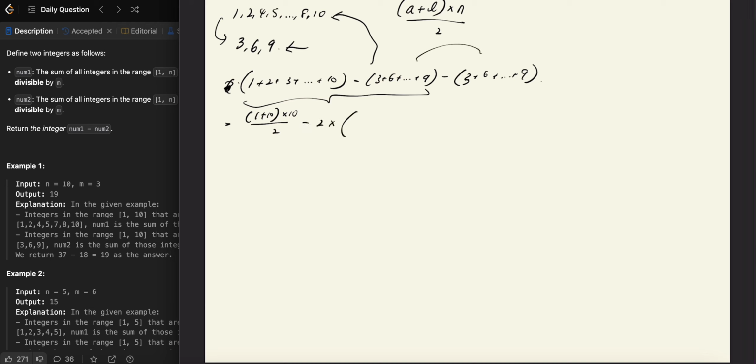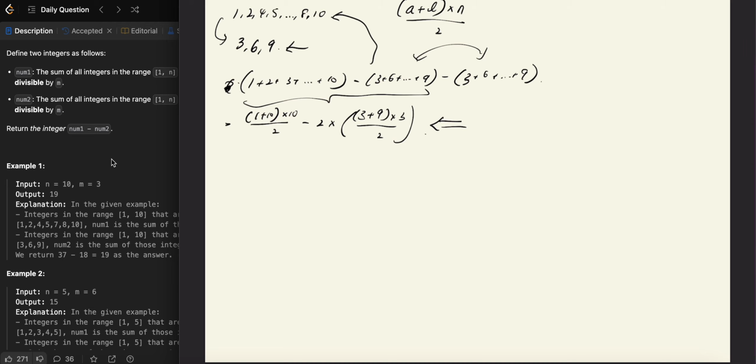Well, remember these series are the same, right? So we start with 3, and then we add 9. And how many items are there? Well, there are only 3. And then we can divide that by 2. And that will give you the answer as well. So that would be a constant. So this is the constant time way of doing it.